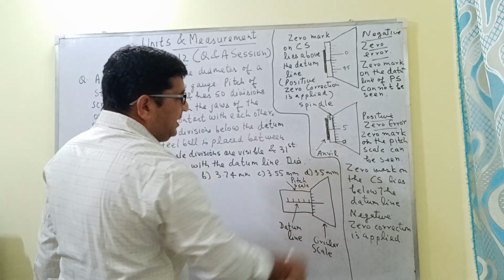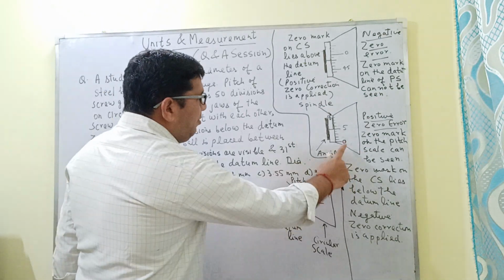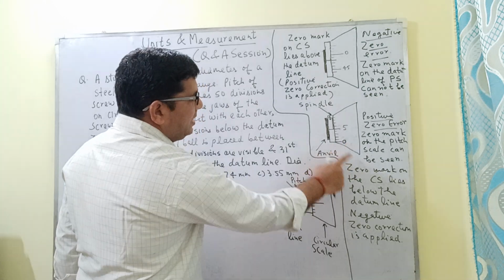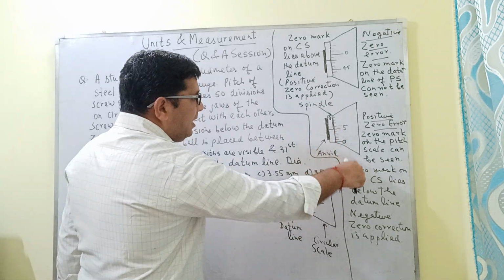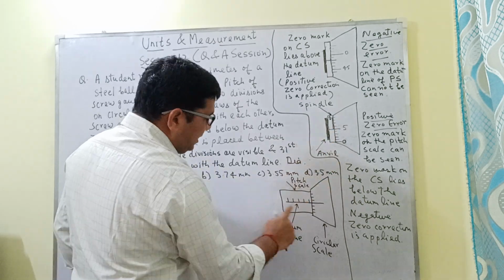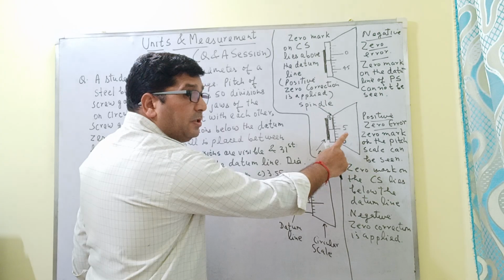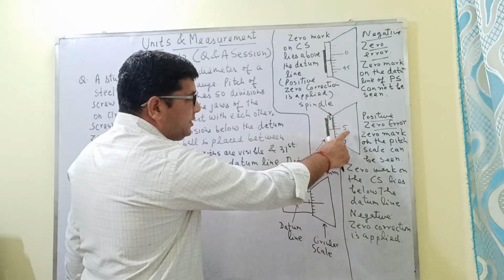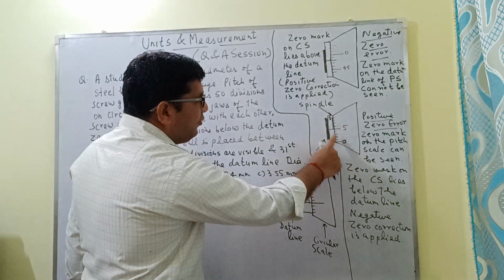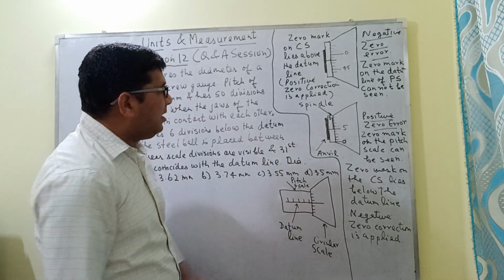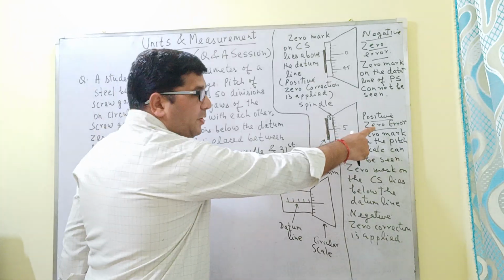And second thing is that the zero mark on this circular scale, this is the zero mark on the circular scale, in this case lies below this datum line. ये जो datum line है उसके नीचे आपको ये zero mark दिखेगा. That is, the zero mark on the circular scale will lie below the datum line of this pitch scale in the case of positive zero error.